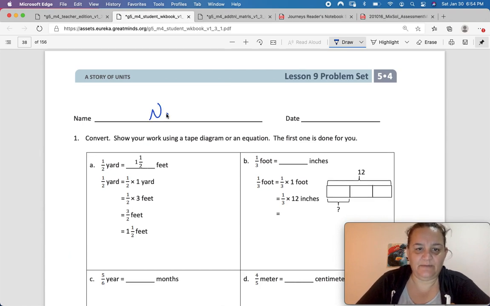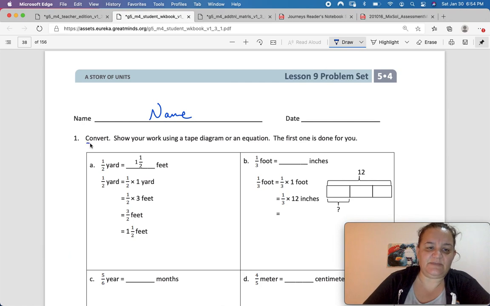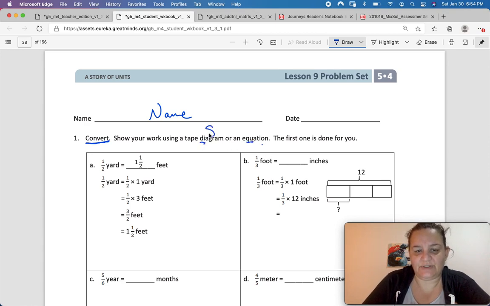Put your name on the paper. And we're using conversions. If you need to pull out that chart from yesterday's lesson, which actually was probably last week's lesson, show your work using a tape diagram or an equation. Okay, your choice. You have this option or this option, but you must show your work. The first one is done for you.